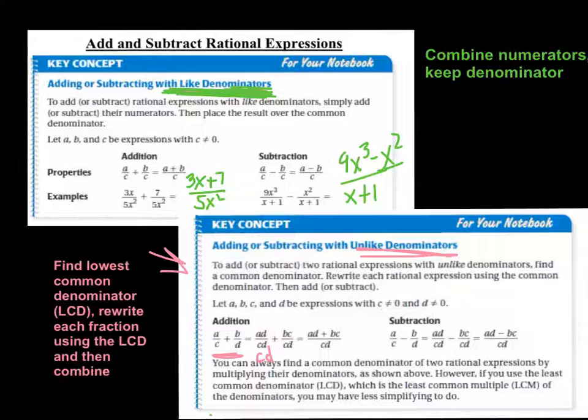And b over d has the d part. It's missing the c part of that common denominator. So multiply top and bottom by c. So you end up with a common denominator of cd and just combine the top, ad plus bc. And then we can write it from two fractions into one. But you have to find that lowest common denominator first.